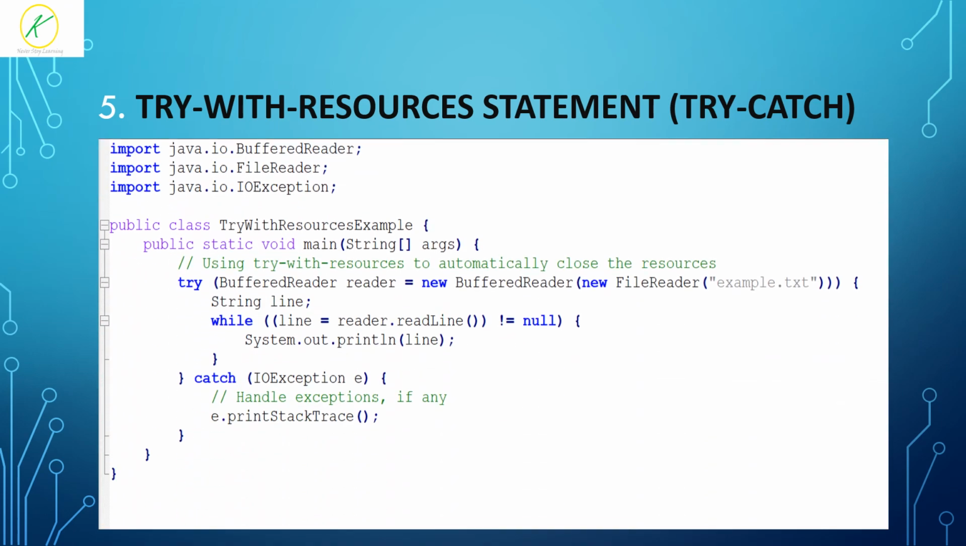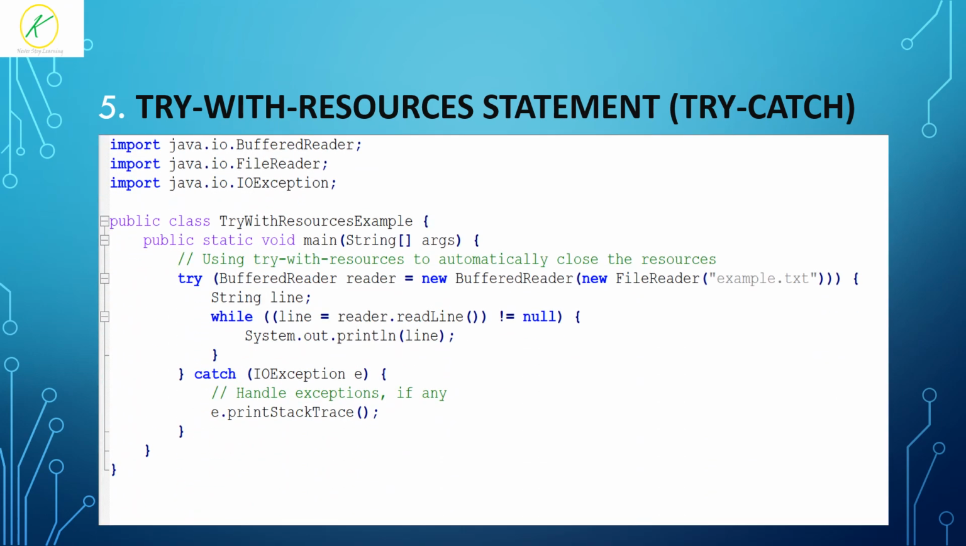In this example, the BufferedReader is a resource that reads text from a character input stream. It is created within the parentheses following the try keyword. With try-with-resources, there's no need for an explicit finally block to close the resource. The BufferedReader will be automatically closed when the try block is exited, whether it completes normally or an exception is thrown. By leveraging the try-with-resources statement, Java developers can write cleaner, more maintainable code while ensuring proper resource management.